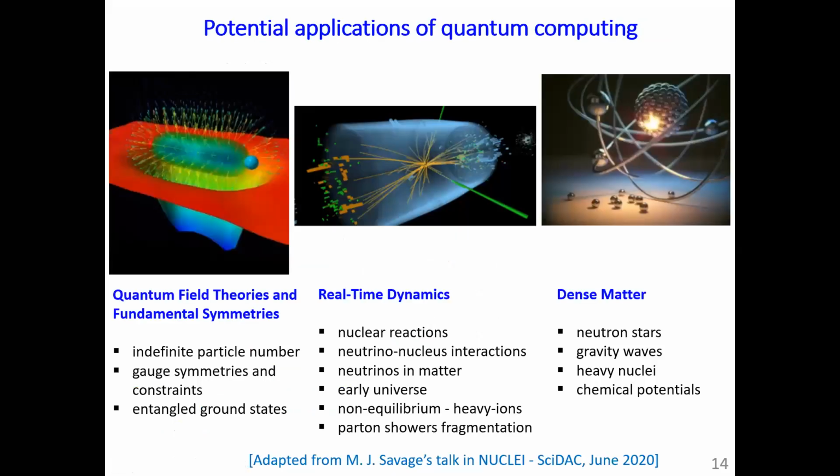And here is a detailed list of the potential applications of quantum computing. First of all, people can investigate quantum field theories and fundamental symmetries from a different perspective. And second, people can also work on real-time dynamics. That includes our topic here today, which is nuclear reaction. And third, people can also study dense matter, such as neutron stars and heavy nuclei.